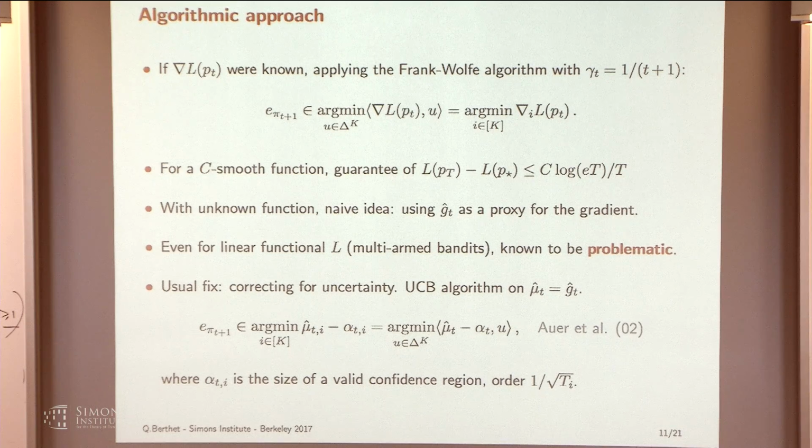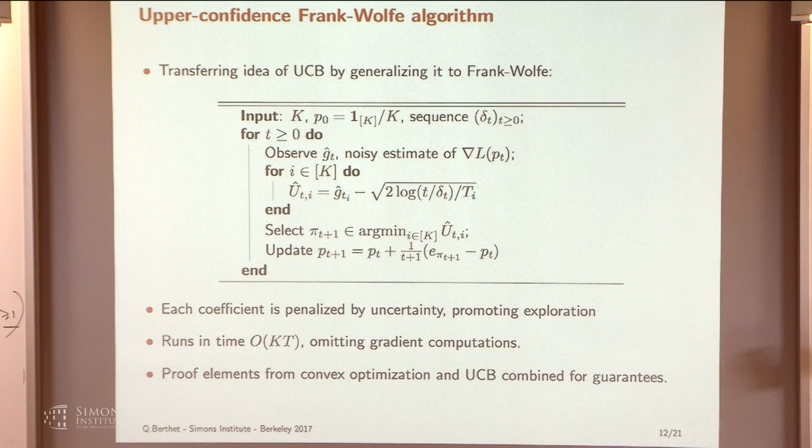Okay, so our idea was, well, to do this and to generalize it to a Frank-Wolfe algorithm. Right? So to take a Frank-Wolfe algorithm and to update and to plug in not only the estimated gradient that we have, but an estimated gradient corrected for uncertainty. Okay, so this is the upper confidence Frank-Wolfe algorithm.